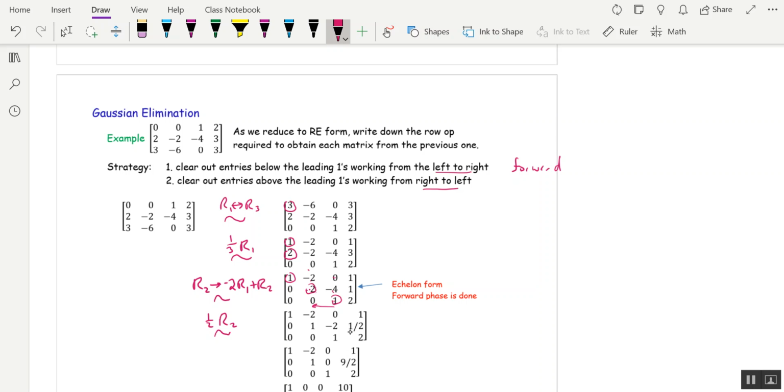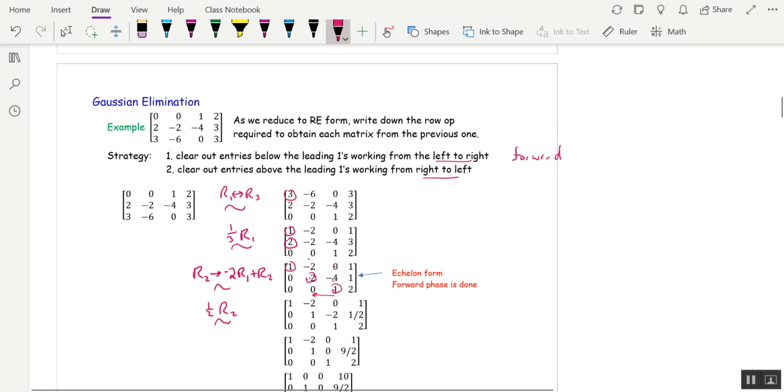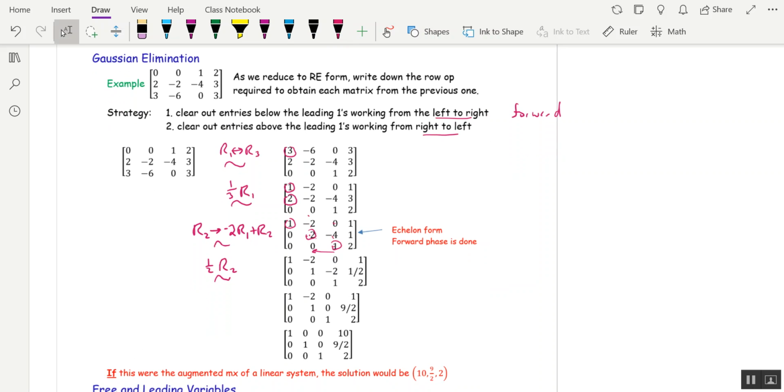And these steps aren't cast in stone. You could do these steps in slightly different order. Like you might not want to scale row 2 right away. You might want to do this step first, and that's okay. So where was I? Okay, so now I've got all leading ones. Now I'm going to take this one here, and kill this -2.